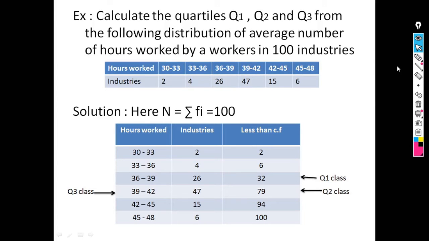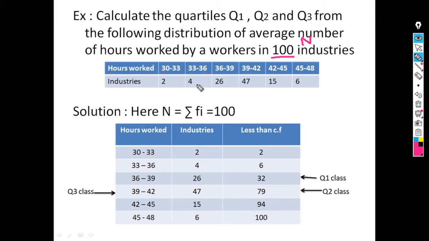Let's understand this procedure by using this example. Calculate the quartiles Q1, Q2 and Q3 from the following distribution of average number of hours worked by workers in 100 industries. Means n is already given, that is 100. Data is our hours worked and industries. So the first interval is 30 to 33 and industries are 2. The next class interval is 33 to 36 and there are 4 industries.